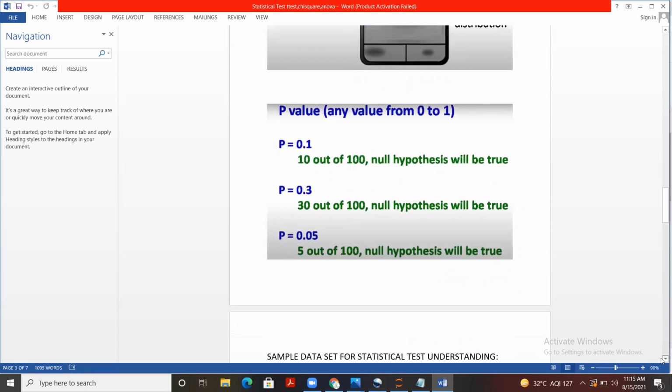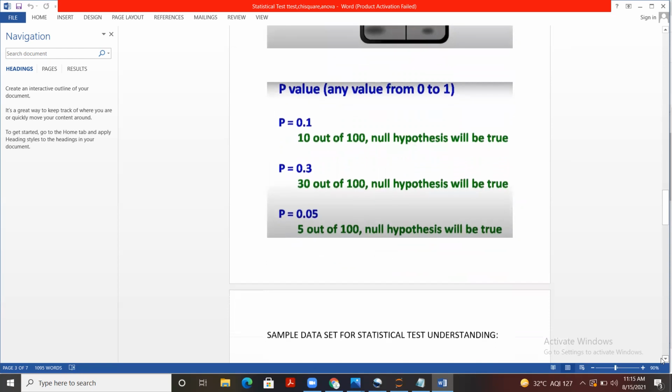That means if you are proving something and you give certain evidence, and you are 95% confident that your alternate can be true, there is still a significance level of 5 out of 100 that your null hypothesis will be true. So this is how we calculate and understand the p-value. The p-value is the probability of the null hypothesis being true.